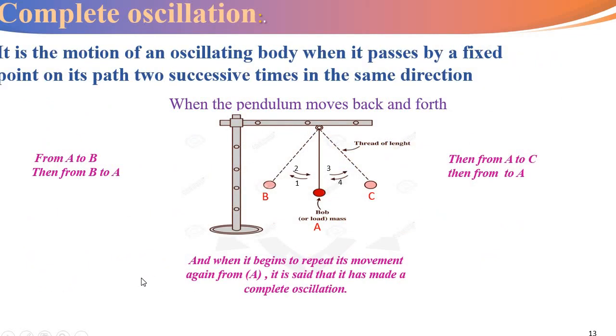Number 2, complete oscillations. The motion of an oscillating body when it passes by a fixed point on its path 2 successive times in the same direction. So, when the pendulum moves back and forth, from A to B, number 1, and from B to A, number 2, then from A to C, then from C to A. And when it begins to repeat its movement again from A, we can say that it has made a complete oscillation.